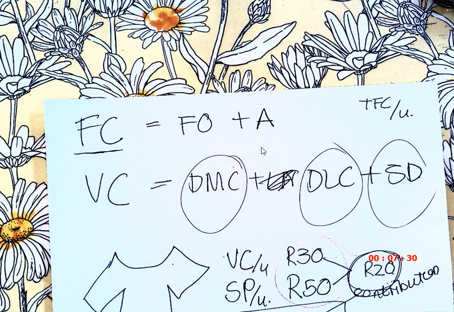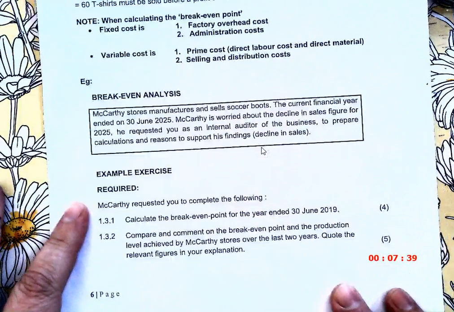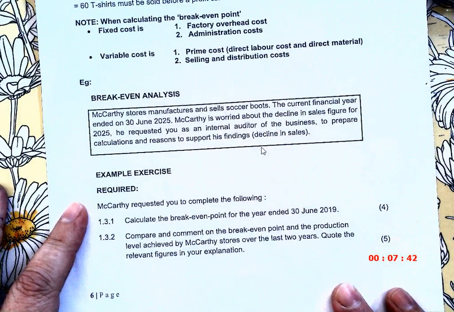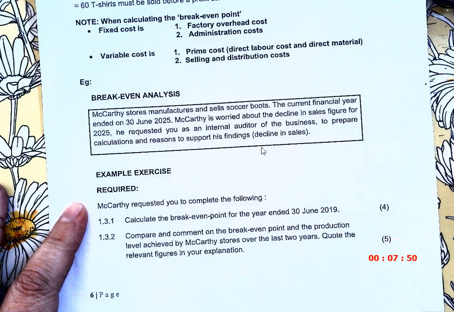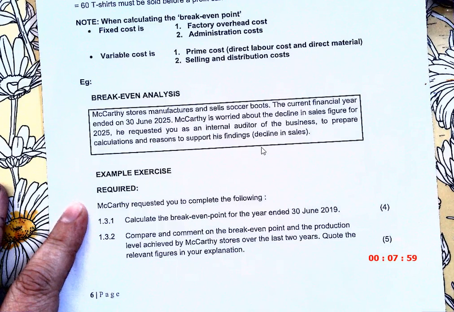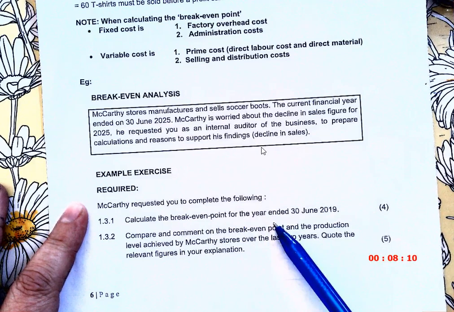Okay, so let's quickly go look at this example. So they say, this is page 6, right? They say, McCarthy Stores manufactures and sells soccer boots. The current financial year ends 30 June. McCarthy is worried about the decline in sales for 2025. He requested you as an internal auditor of the business to prepare calculations and reasons to support his findings. Okay, so now let's go look. Calculate the break-even point for the year 30 June.